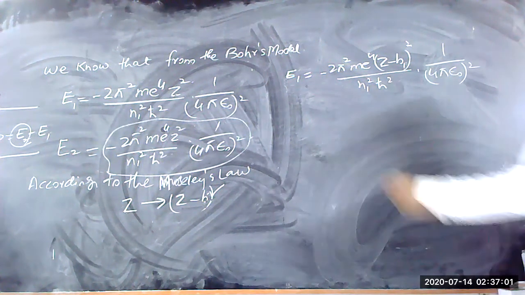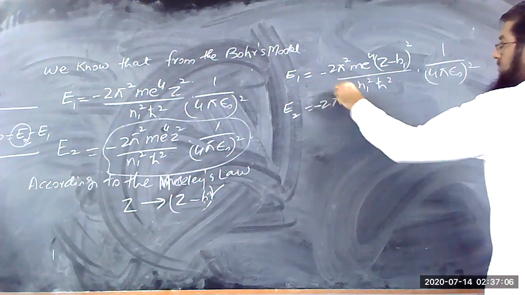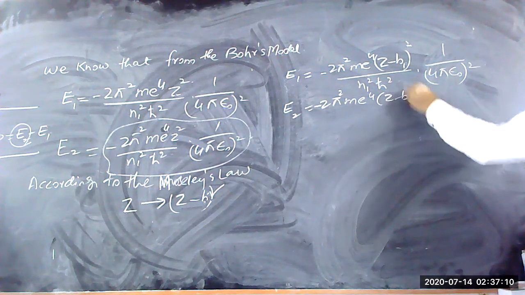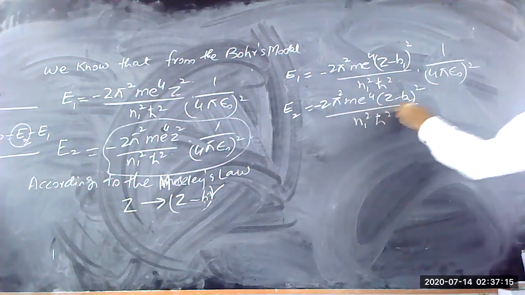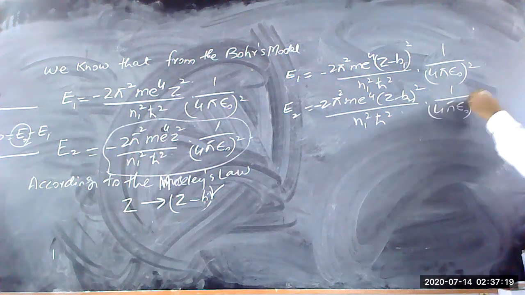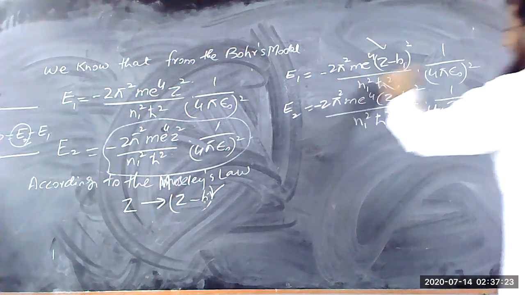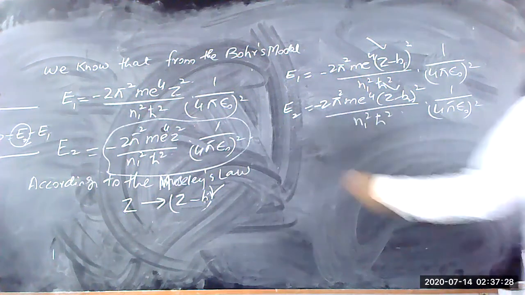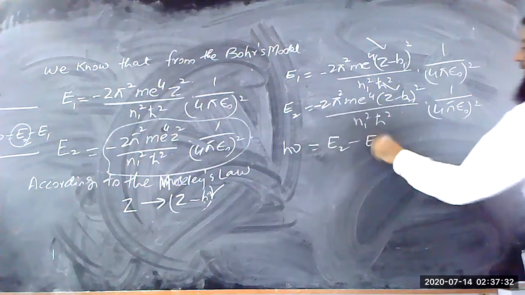Similarly, E2 is equal to minus 2 pi square m e raised to power 4, Z minus B2 whole square, upon n2 square h cut square into 1 upon 4 pi epsilon naught whole square. This Z is replaced by Z minus B in both equations. So now h nu, which is the energy of the emitted photon, is equal to E2 minus E1.